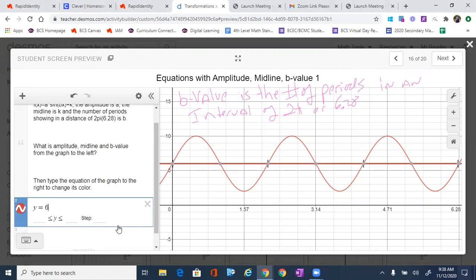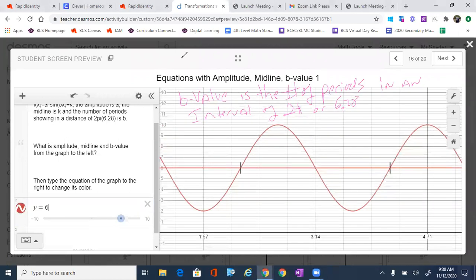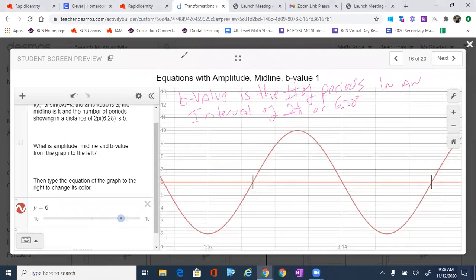Now what we need to do is also find the amplitude. That's going to be our second step. As we find the amplitude, we want to make sure that we are zoomed in nice. The amplitude is going to be counting from the midline up to the top. So if I start here at the midline, I count up, there's 1, 2, 3, 4. Pay attention to the scaling. So the amplitude is equal to 4, and the midline we found was equal to 6.